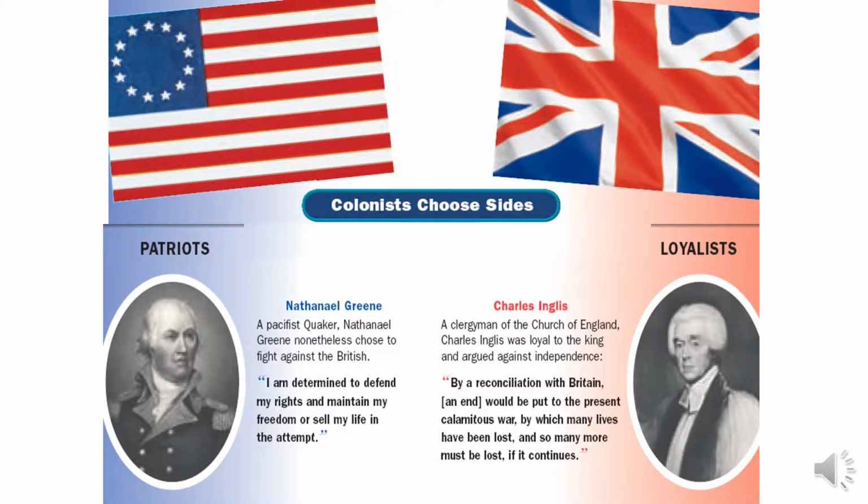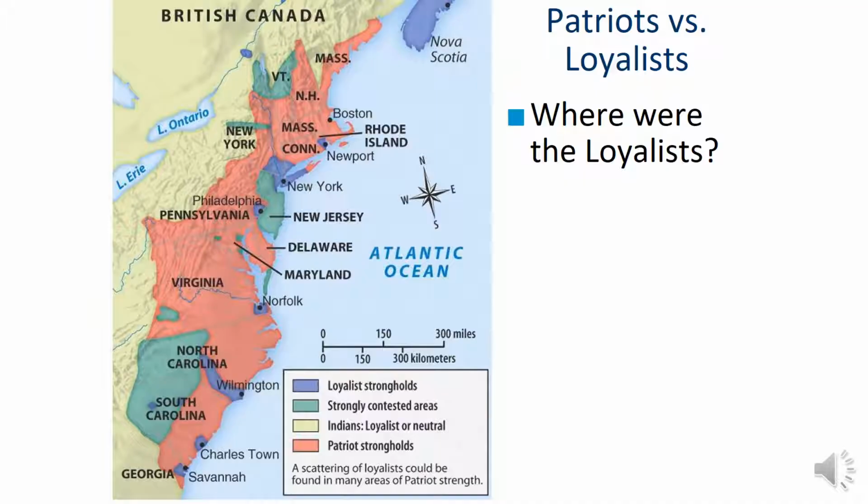All right, so Nathaniel Greene kind of sums it up here. "I'm determined to defend my rights and maintain my freedom, or sell my life in the attempt." That's the Patriot side, or the people who were for rebelling against the British. And then you have Charles Inglis here. "By a reconciliation with the British, it would put an end to present calamitous war, by which many lives have been lost and so many more must be lost if it continues." So he's saying, if we end this now, we can stop the bloodshed and go back to England.